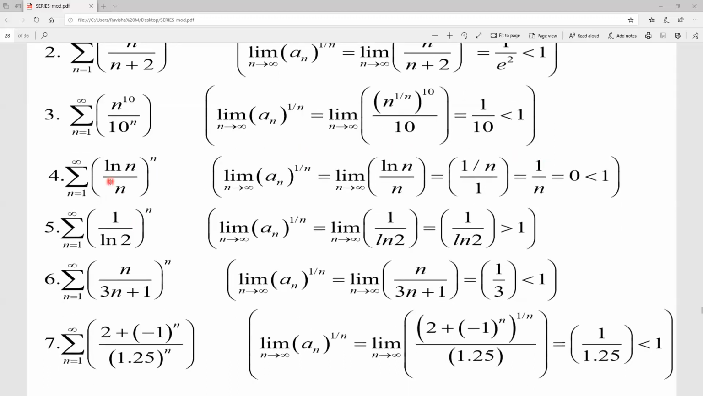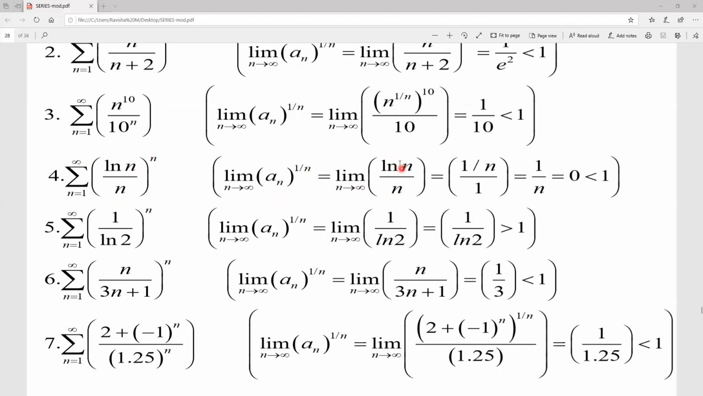Let us take the fourth one. Sum of n is equal to 1 to infinity, log n by n, whole power n. Again, the root test is appropriate because of the power n. So this implies limit as n tends to infinity, log n by n whole power n, to the power of 1 by n. So n and 1 by n cancel in the power. So we have only log n by n.